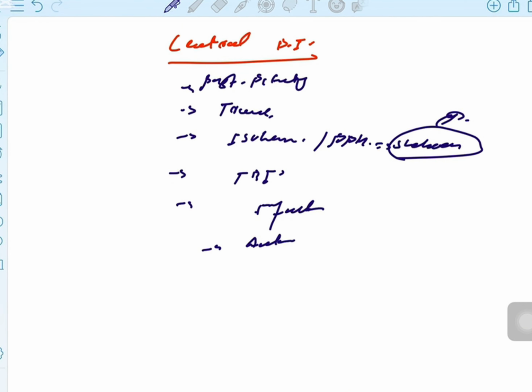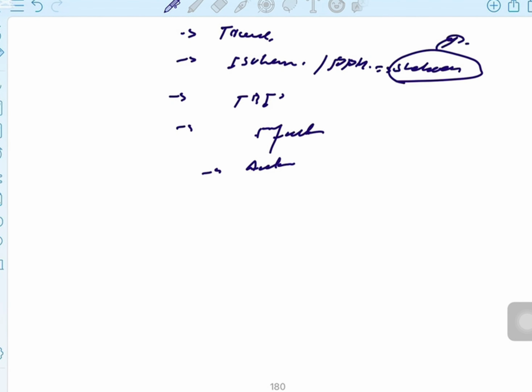There are a lot of causes that can lead to central diabetes insipidus, and there's no need to worry because the examiner doesn't ask what the causes of central diabetes insipidus are. The examiner asks some other question, which we will discuss now. Okay guys, now we will discuss the causes of nephrogenic diabetes insipidus. These are more important than the central diabetes insipidus causes.